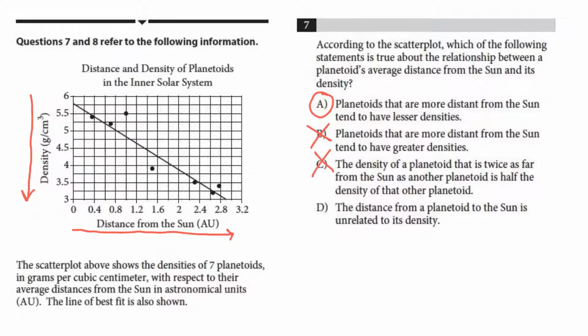That's not true. D. The distance from a planetoid to the Sun is unrelated to its density. Nope, if that were the case, then there'd be no line of best fit. It would just be no correlation between the data. So we're going to say A.